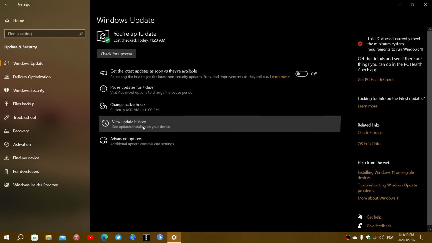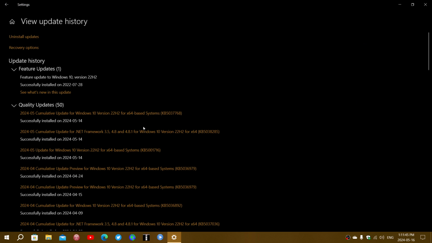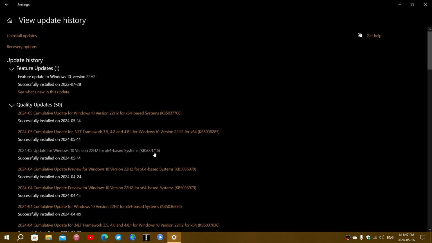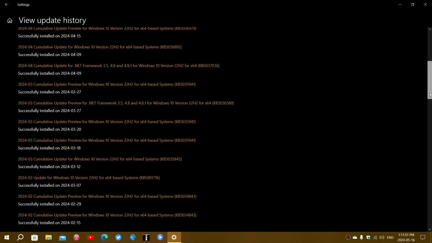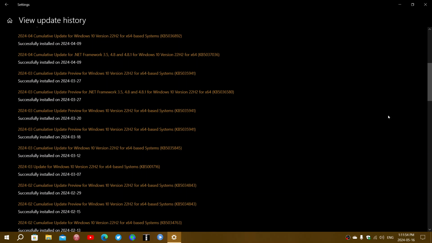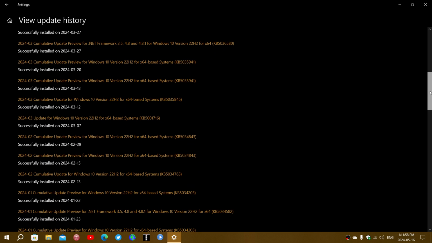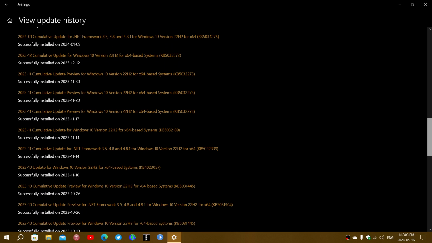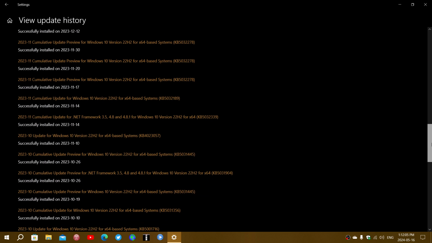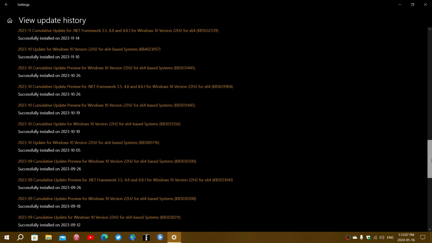So if I look at update history, you'll notice that this update is here. But if I go back in time, there is also in March KB5001716 here. And if you continue, it installed at other times in the past also. So what's this thing all about? What is it? There you go, it was installed also in October of last year. So it shows you that it was installed several times.